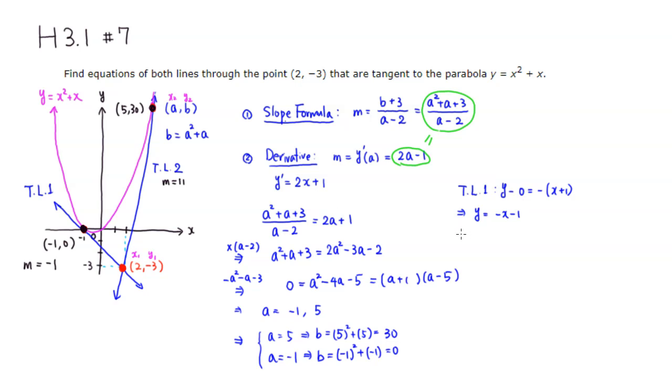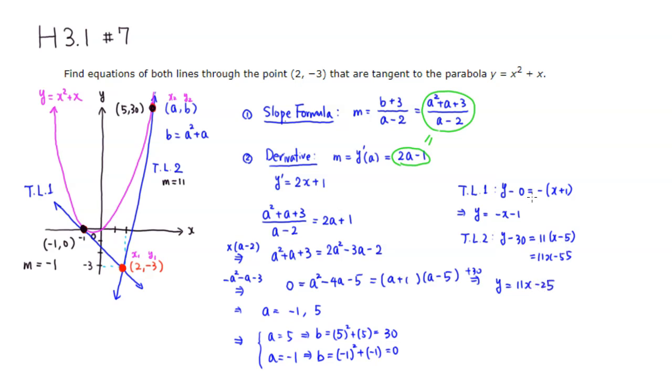Tangent line number 2 would be y minus 30 equal to 11 times (x minus 5). If you simplify that, it's 11x minus 55, then we add 30 to both sides so that y is equal to 11x. Negative 55 plus 30 is negative 25.